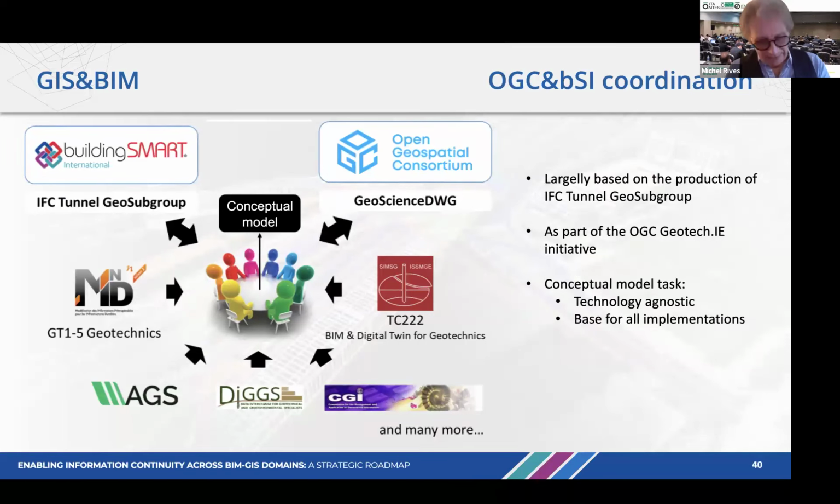So we basically had a group to define this shared conceptual model, and we invited other bodies that had been working on the different standards that exist today, in order to make sure that we compile a scope that was large and detailed enough to cover all the expectations of the ones using those different formats. So, for example, AGS in the UK is a format that has been used for a long time. DIGGS in the US, likewise. And so we looked at all that to refine this conceptual model. Next slide, please.